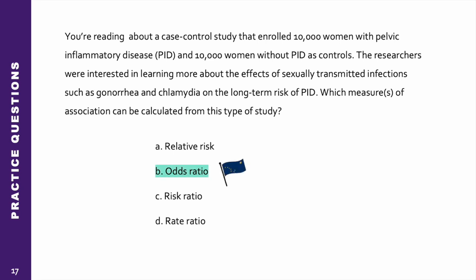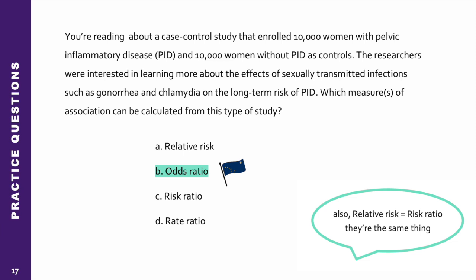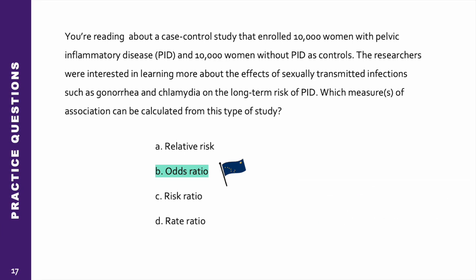Odds ratio. The other measures can't be calculated from a case control study because you don't know the incidence in the population. You're enrolling 10,000 women already diagnosed with pelvic inflammatory disease and 10,000 women without pelvic inflammatory disease. So you're making an artificial population with a prevalence of 50%. You can't then use the incidence of 50% in calculations of risk. That wouldn't make any sense. But when a condition is uncommon, the odds ratio provides a good approximation of the relative risk or risk ratio.